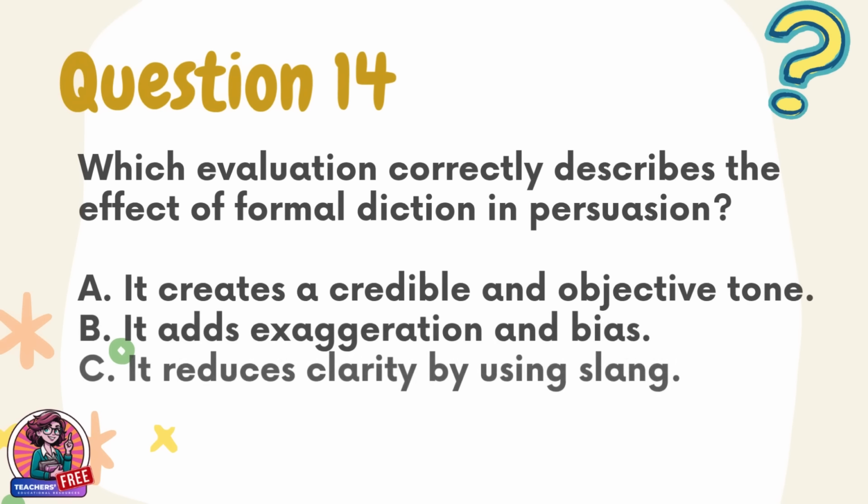Question 14. Which evaluation correctly describes the effect of formal diction in persuasion? A. It creates a credible and objective tone. B. It adds exaggeration and bias. C. It reduces clarity by using slang.